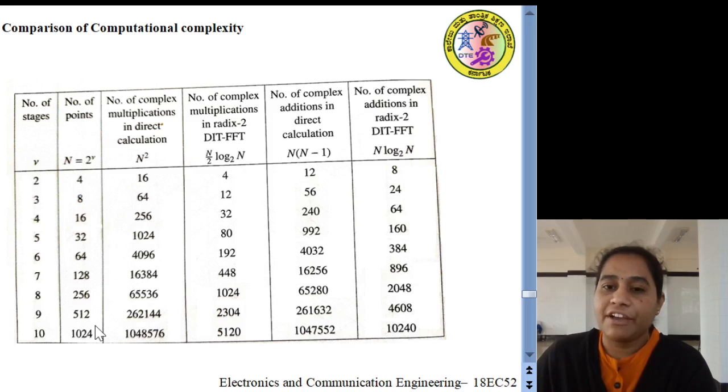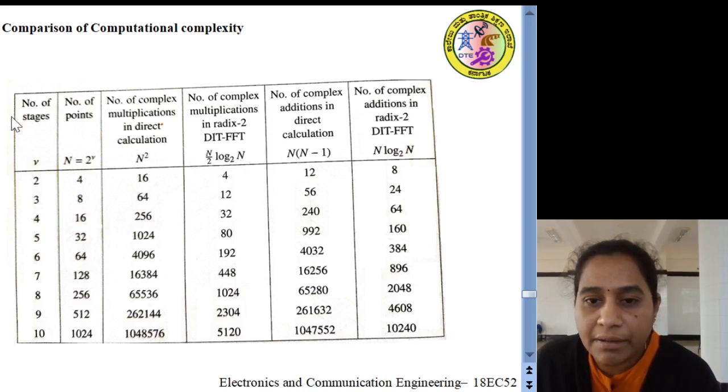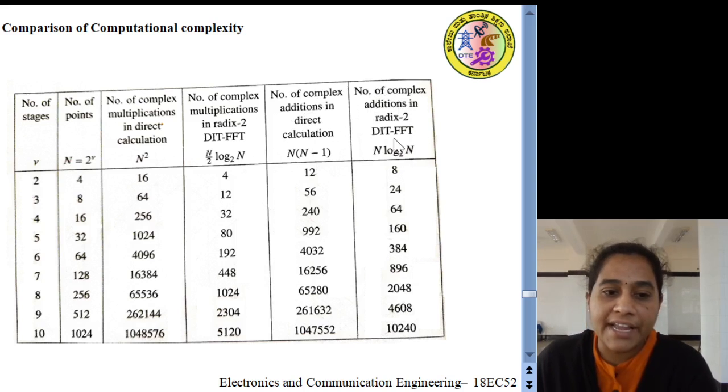Now let us compare the computational complexity involved in the direct method as well as in using the DIT FFT algorithm. We can see here these are the number of stages, these are the number of points. This represents the number of complex multiplications in direct computation, here the number of complex multiplications in radix 2 DIT FFT. Here the number of complex additions in direct calculation of DFT, and this represents the number of complex additions in radix 2 DIT FFT algorithm.